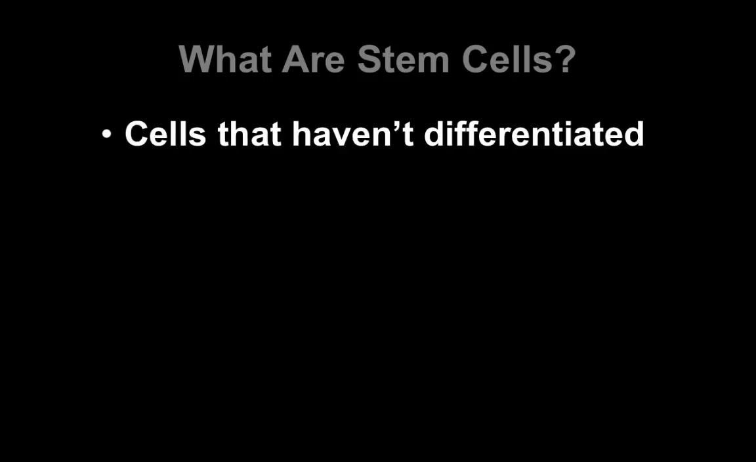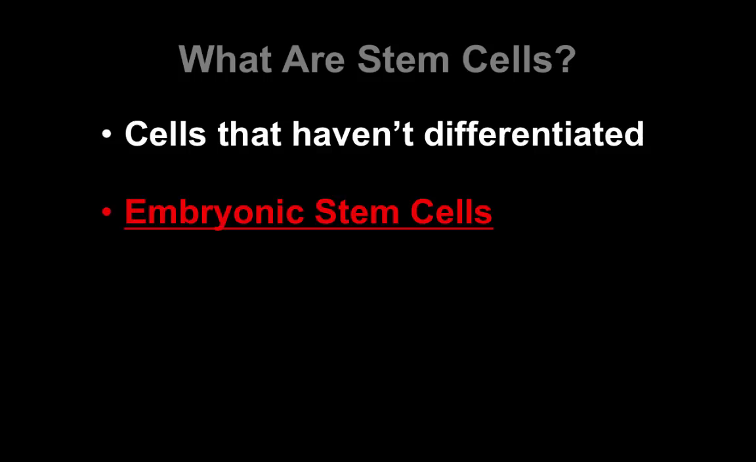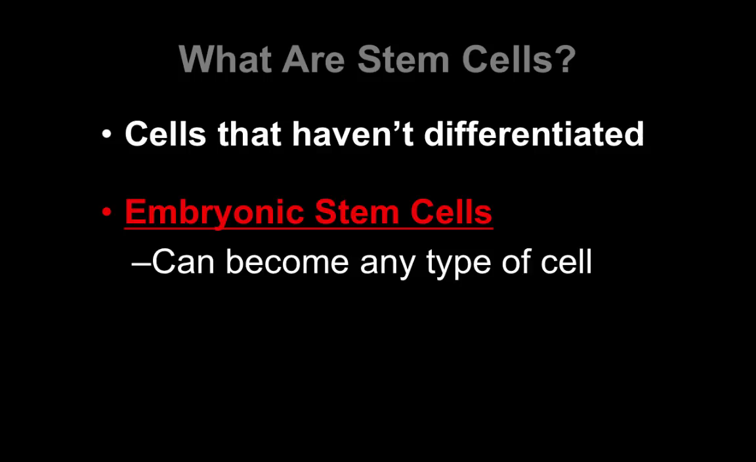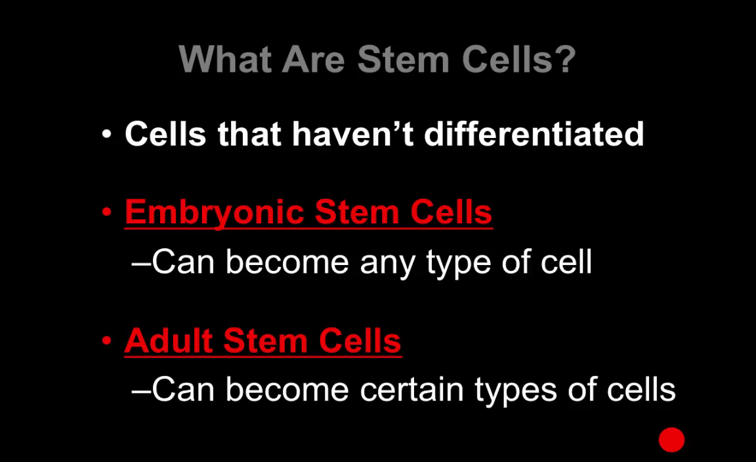So now let's look at stem cells. Stem cells are cells that have not differentiated. In other words, they're like blank slates. And they can come as embryonic stem cells, so when the embryo is developing, and these can become any type of cell, or they can become adult stem cells. And adult stem cells can only become certain types of cells. So once you go past the embryonic stage, you only have adult stem cells.